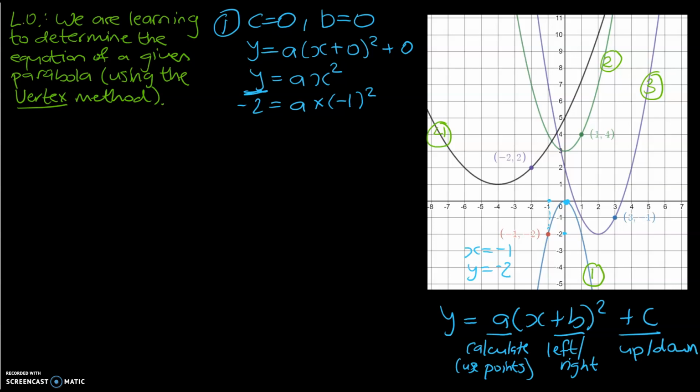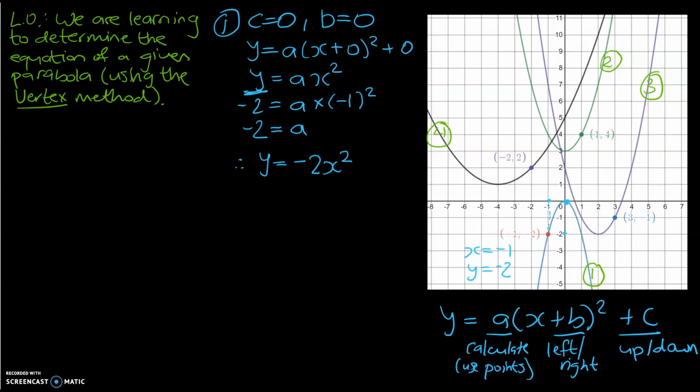So negative 1 squared is 1. 1 times a is a. So that's going to leave a on that side. And that means a is negative 2. And that makes sense because it looks a bit skinnier than a regular parabola, hence the 2. And it's upside down, so that's why it's negative. And what we're going to do is put that back into our final equation. So therefore, y is going to be equal to negative 2x².